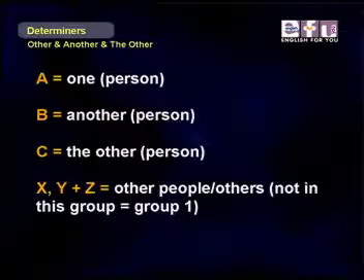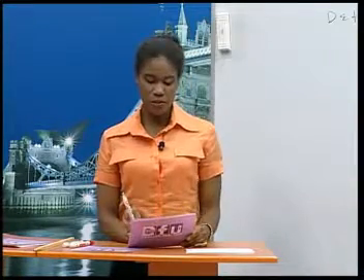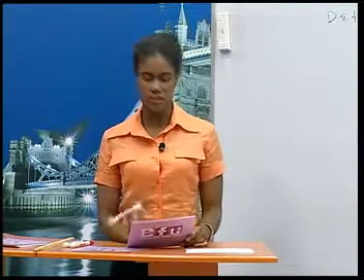So we can talk about things like this. A is one person, B is another person, and C is the other person. X, Y, and Z are other people or others, not in this group, in a different group. Because X, Y, and Z are not in group 1, our group, we use the other or the others when they are not a part of the group that we belong to or that we know about.